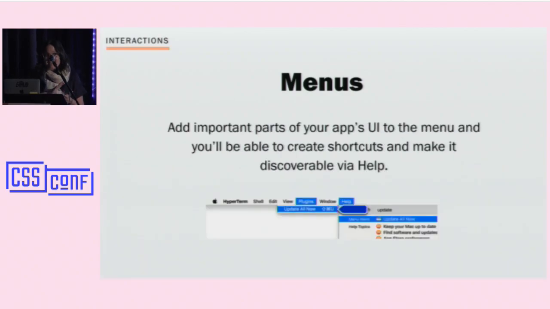Another thing that doesn't cost a lot but adds a lot of niceties to your app is, if there are major parts of your app's UI, you should add them to the menu, because then you get an easy way to create a keyboard shortcut for them, and then they're accessible in the help like this.